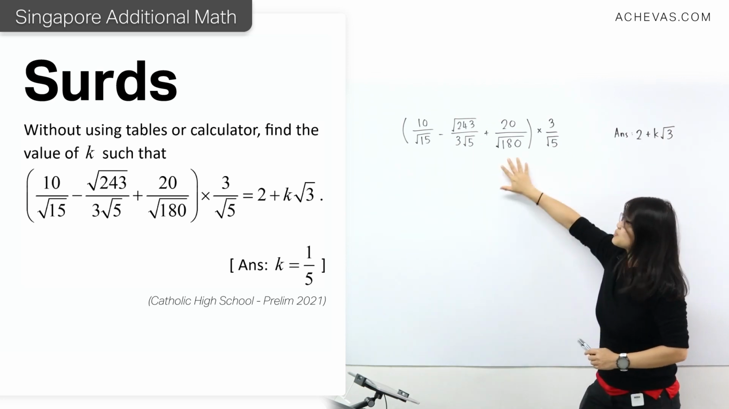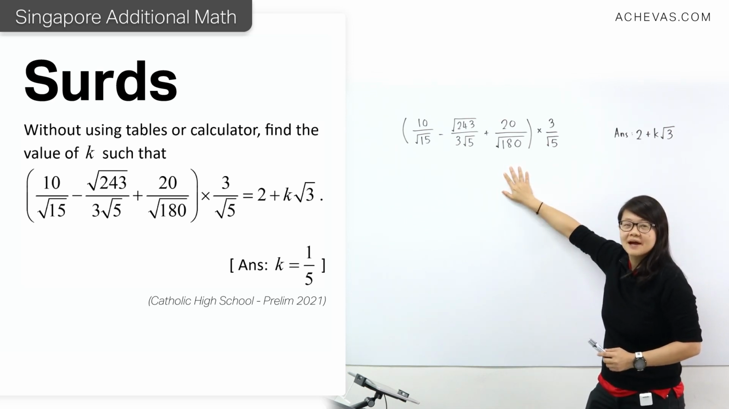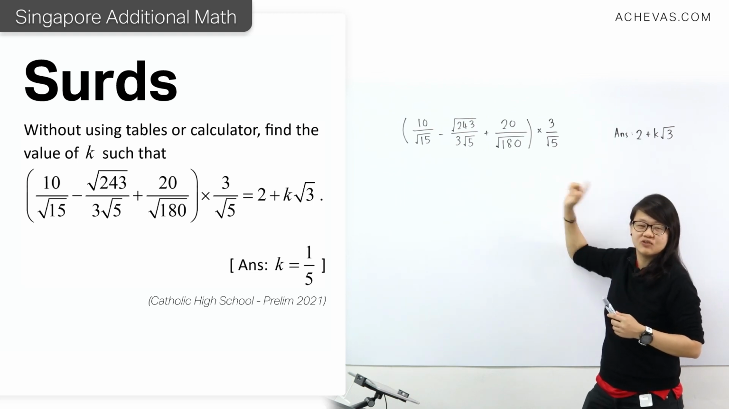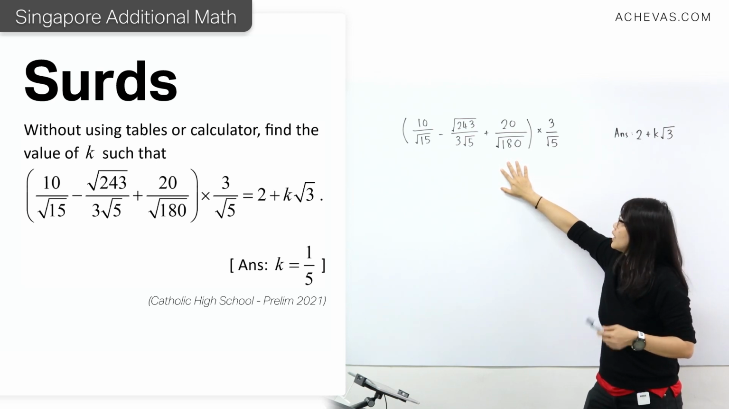Now, let us take a look at the expression here. At first look, it might look a bit scary to you, okay? Now, you just have to be a bit patient because you can actually make use of several ways to reach the answer for k, but some ways might be a bit longer. So looking at it, what can you do?